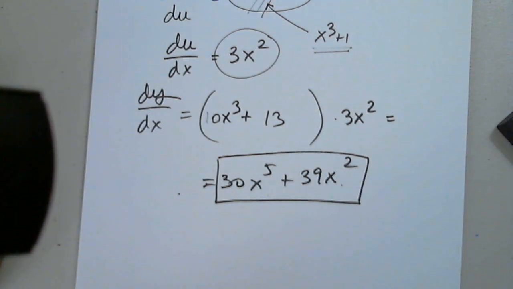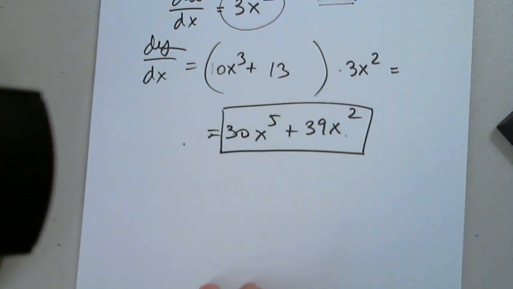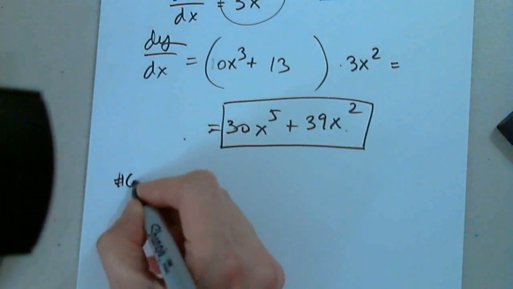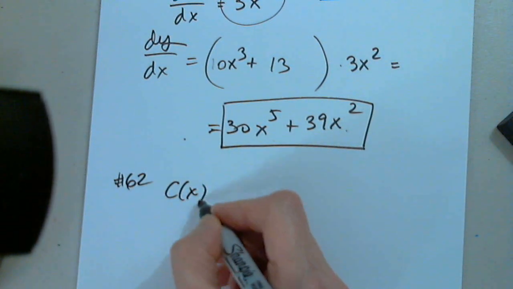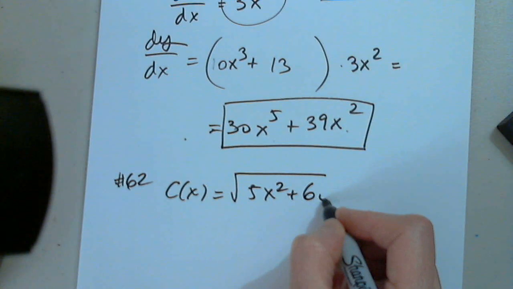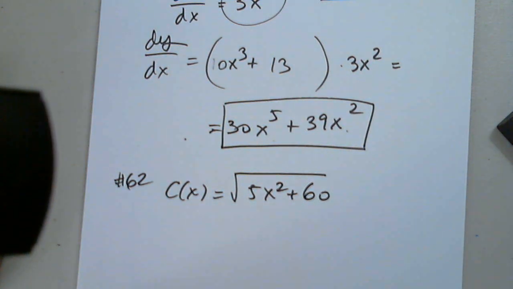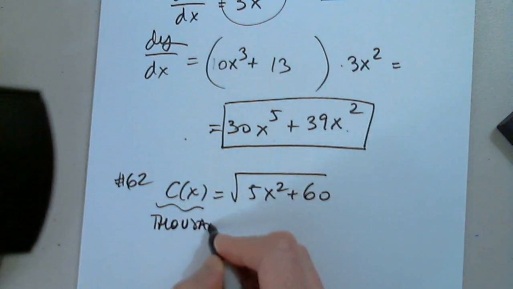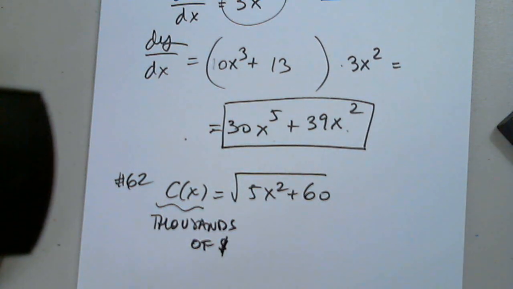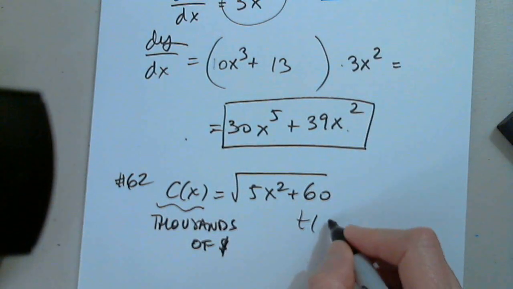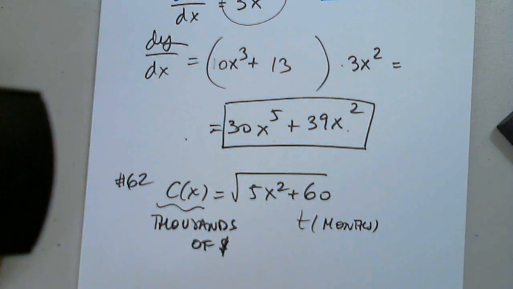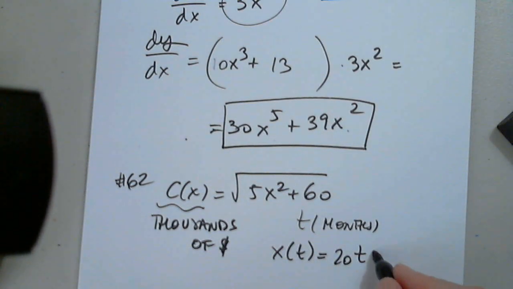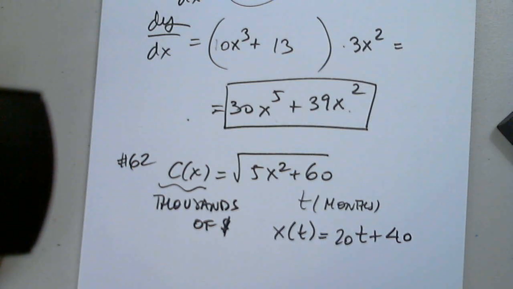Solid Seeds Incorporated determines that its total cost in thousands of dollars is C of x equals the square root of 5x squared plus 60. And it plans to boost production t months. So I have to make sure that I take notes. This is thousands of dollars. Fine. t is in months. According to the function, x of t equals 20t plus 40. How fast will costs be rising 4 months from now?